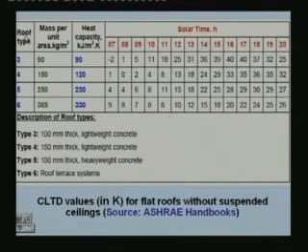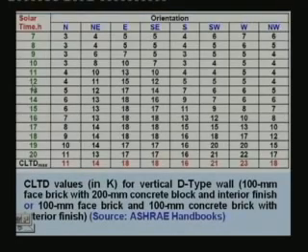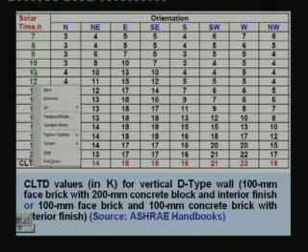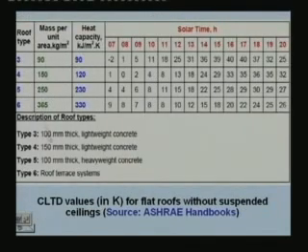handbooks. And here you have 4 different types of roofs, 3, 4, 5, 6, and the description of the roofs are given here. Type 3 is 100 mm thick lightweight concrete, type 4 is 150 mm thick lightweight concrete, type 5 is 100 mm thick heavyweight concrete, type 6 is roof terrace system, and the properties are given here: mass per unit area, and the heat capacity.